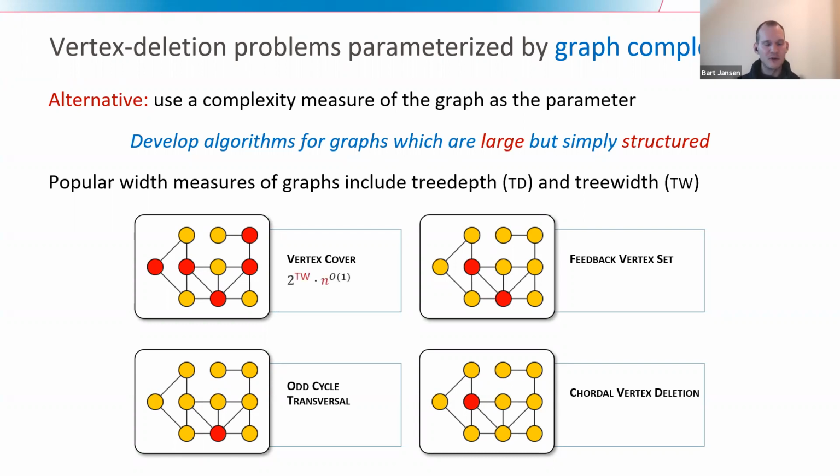For example, the vertex cover problem can be solved in time 2 raised to the tree width of your graph. Feedback vertex set needs a 3. Odd cycle transversal similarly, and also the chordal vertex deletion problem can be solved in time that's fixed parameter tractable in the tree width and polynomial in n. Okay, so this is a separate branch of developing algorithms, and these algorithms are good when your graph is tree-like, but well, what if your graph is not tree-like?